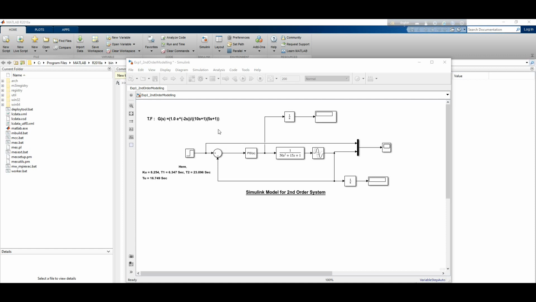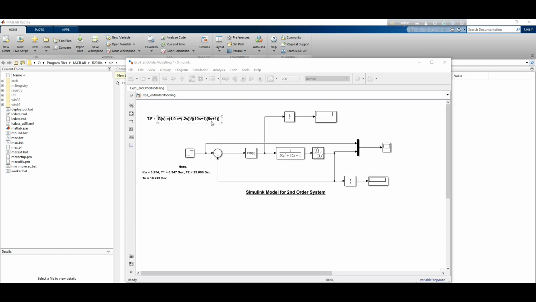It was a first order system. Today we will see how to model a second order system as a first order system. That means it is a second order system, and we will model it in terms of a SOPDT.